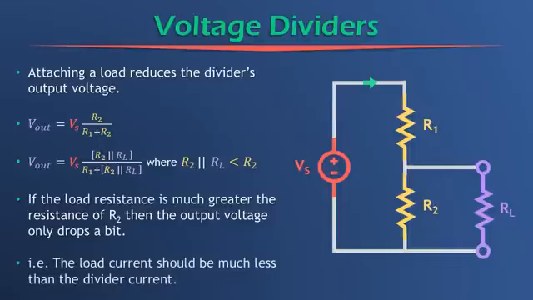Another way to think about this is that the current through RL, the load current, should be much less than the current through the divider, the current through R1 and R2. So if we knew that our load was going to draw 10 milliamps here, then we should ensure as a rule of thumb that the current through R1 and R2 is at least 10 or maybe even 100 times greater than the 10 milliamps flowing through RL. And that's going to ensure that the voltage across RL is close to what we intended it to be.